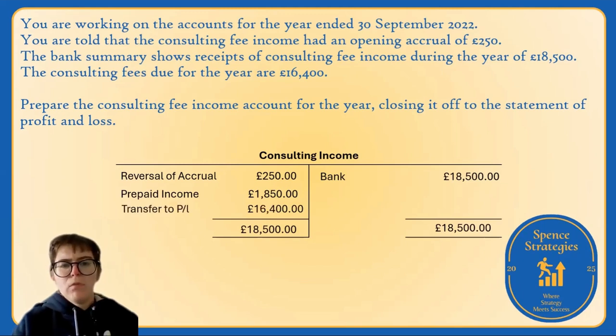£16,400. You will note that if you get a question like this, your transfer to your profit or loss should equate to the same figure as what your consulting fees for this year actually were, or what you should have received. So that £16,400 is the amount of work I did and the amount that was payable to me, and therefore that is the amount that I need to transfer across to my profit or loss.